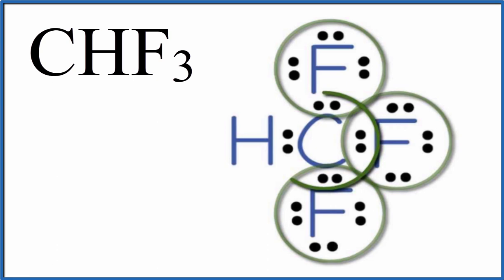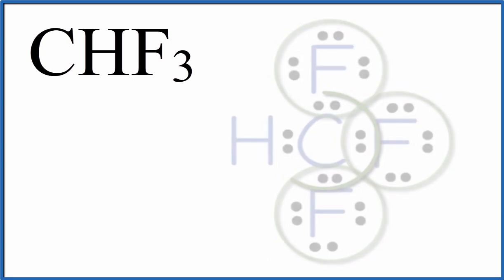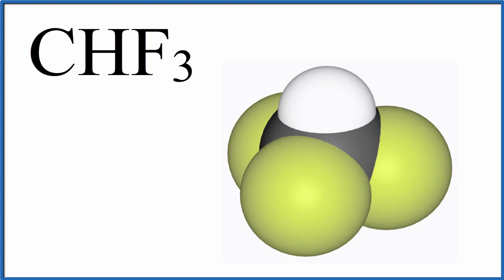Further, fluorine is a very electronegative atom. In fact, it's the most electronegative atom on the periodic table. Hydrogen, not so much. So there's a big difference in our electronegativity on one side of the molecule. We really do need, though, to look at the three-dimensional structure, the molecular geometry of CHF3, to understand if this is going to result in a polar or nonpolar molecule.